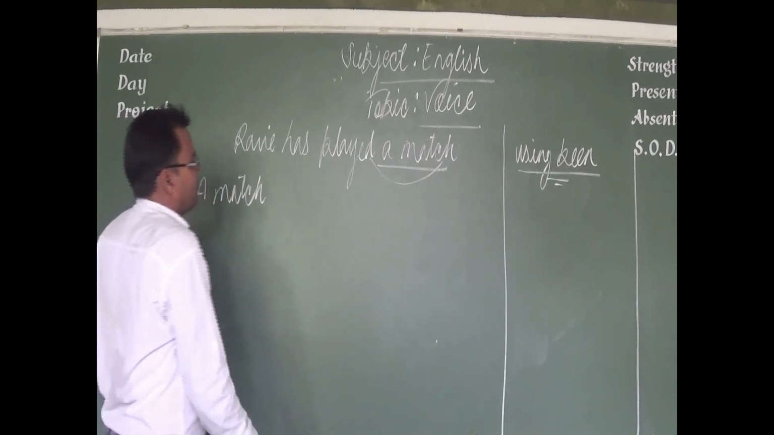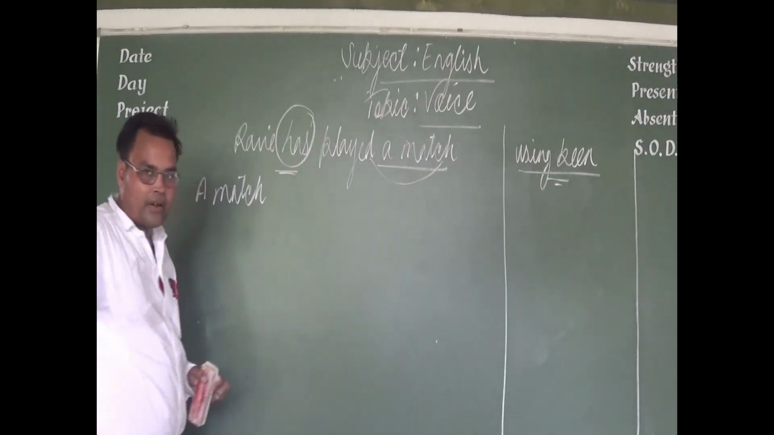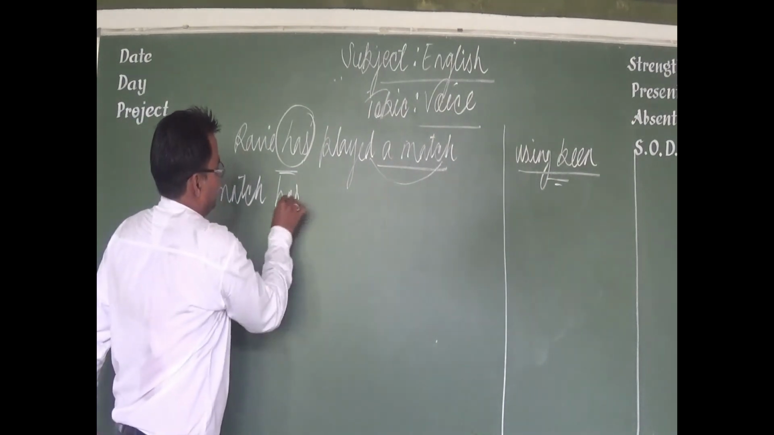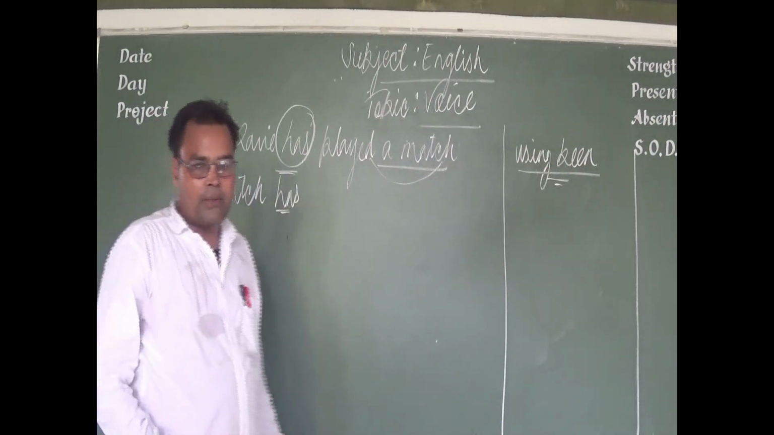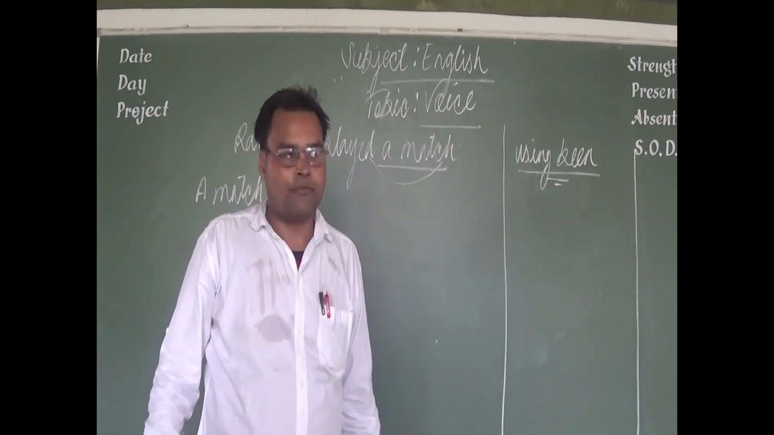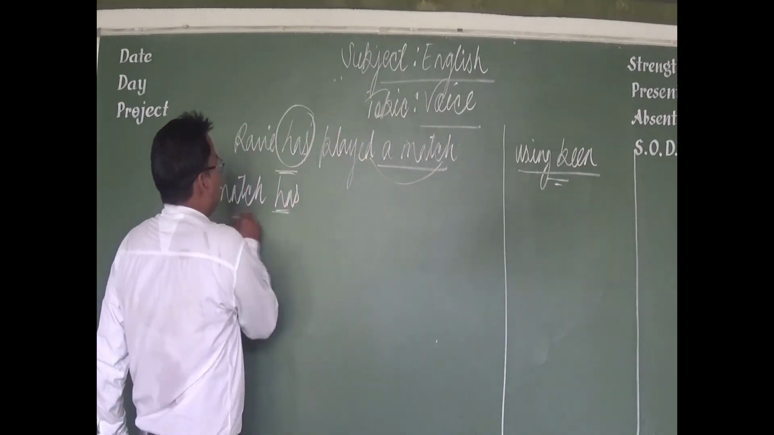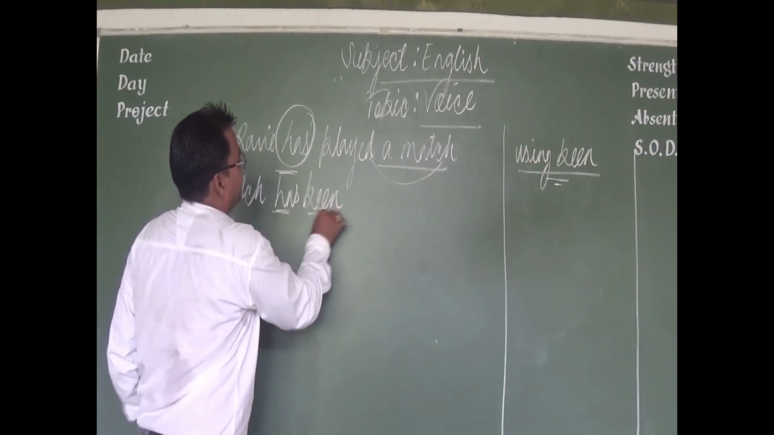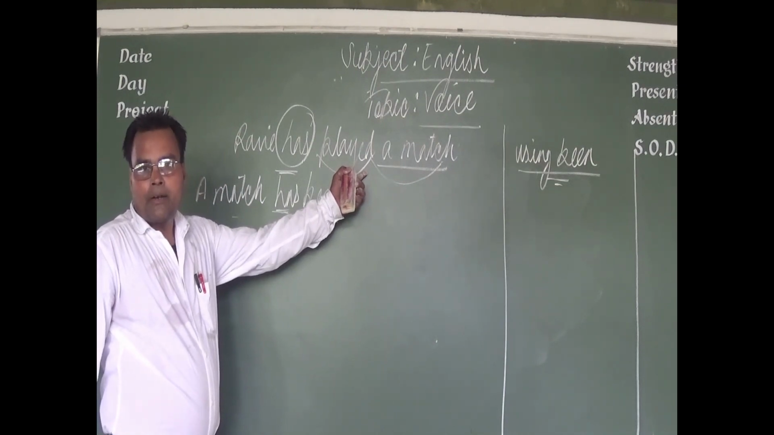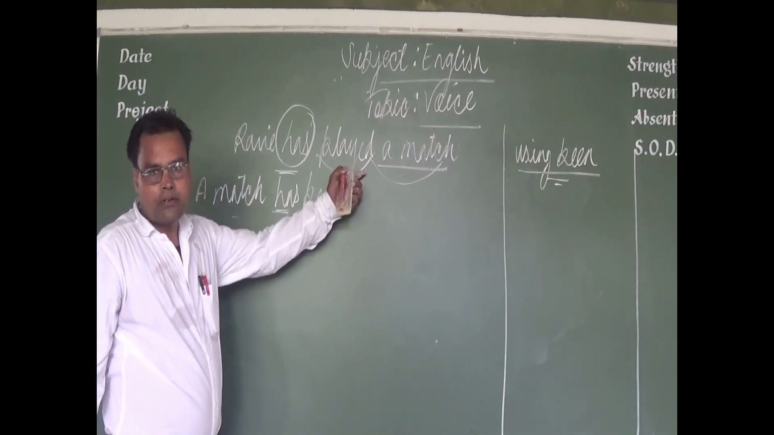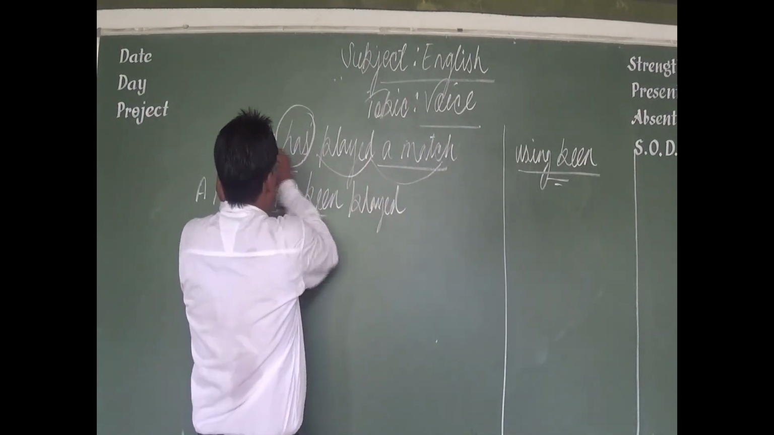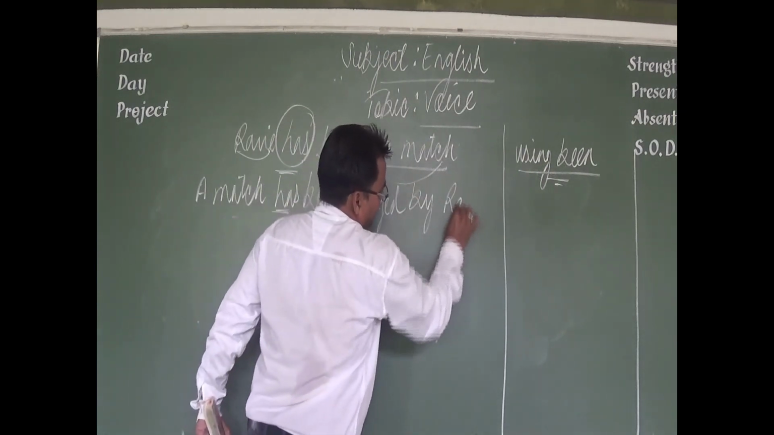So the sentence is in present perfect tense. A match is singular, so we have to write has. As I have already told, while making passive voice, if it is in perfect tense, we have to use been. So a match has been. What is the third form of the main verb play? Played. So it will be the same. A match has been played by Ravi.